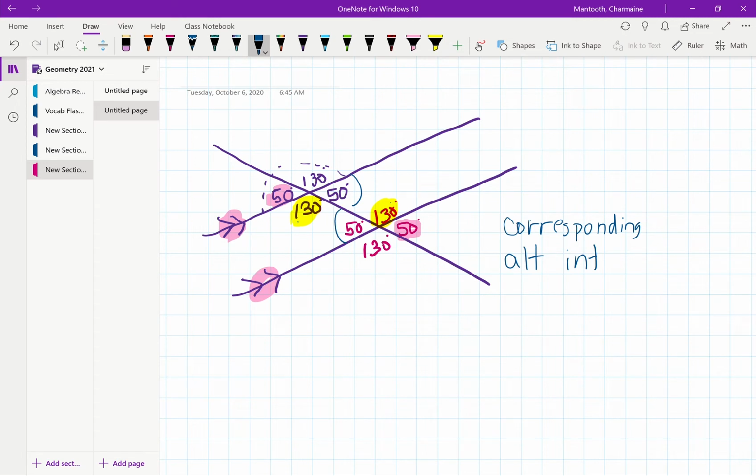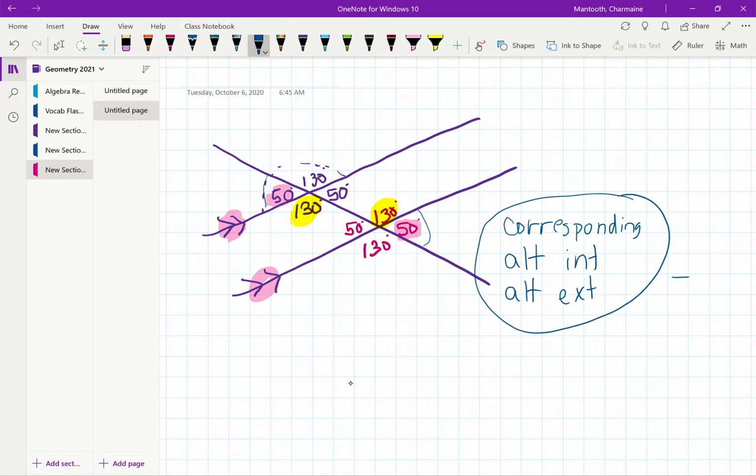And alternate interior angles will always be congruent, as will alternate exterior angles. So alternate exterior angles, opposite sides of the transversal outside the parallel lines. These 2 that are highlighted in pink are an example of alternate exteriors, and they're definitely congruent. So these pairs are always going to be congruent pairs.